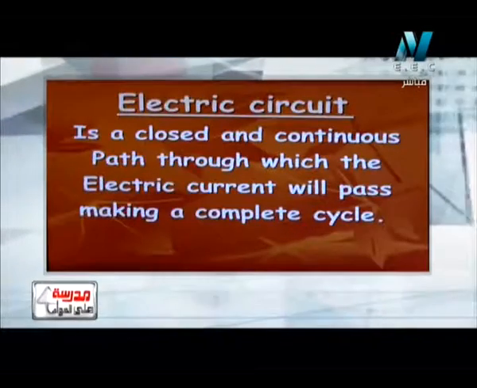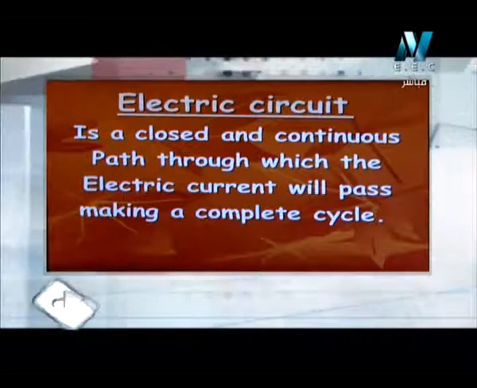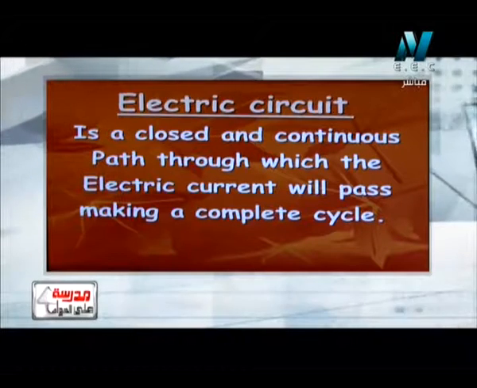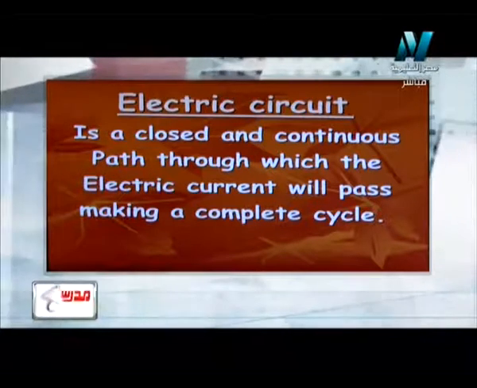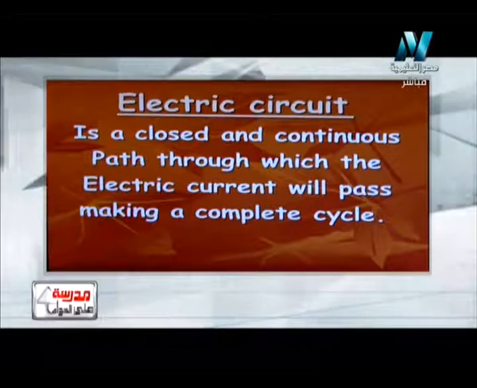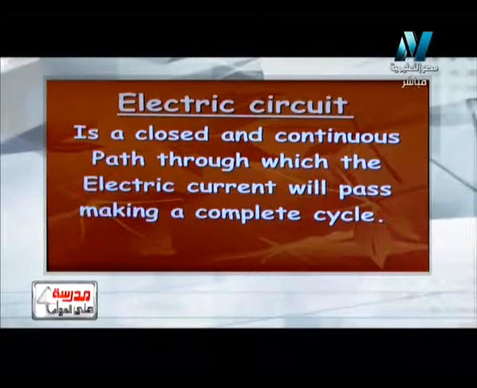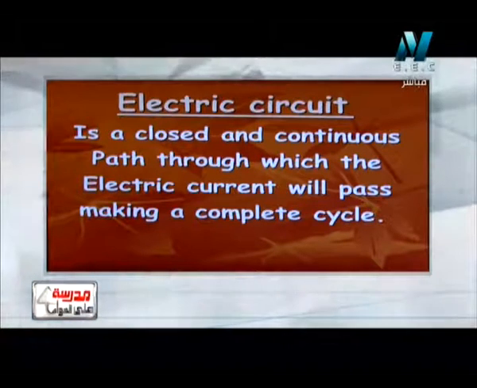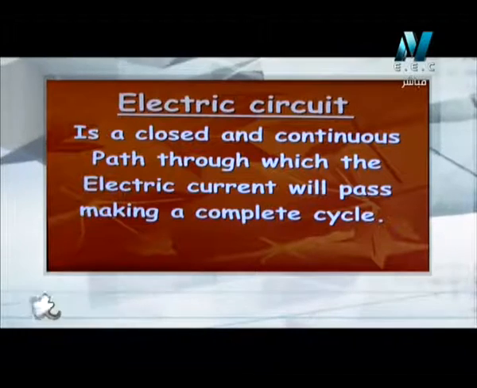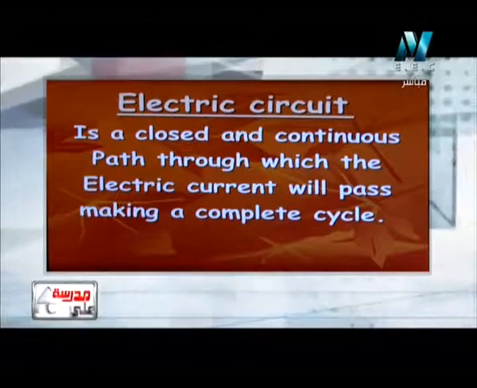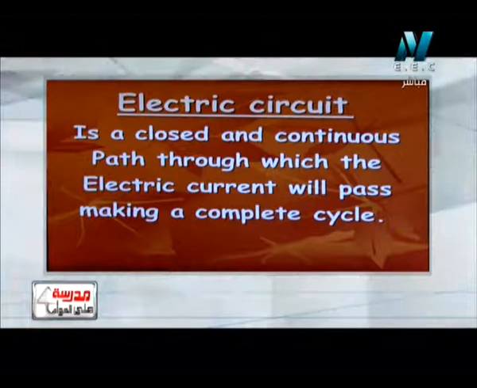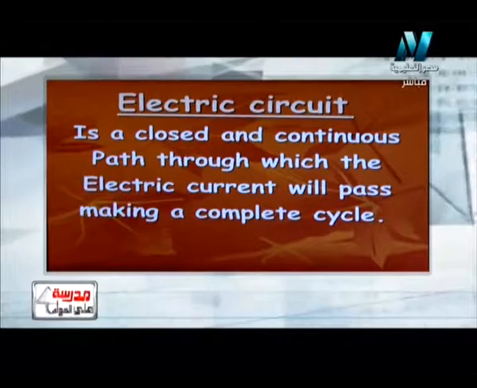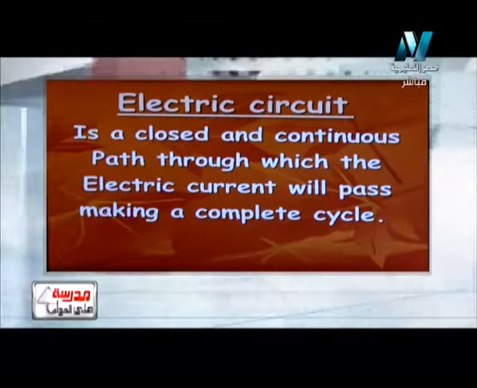So now let's have a very important definition for the electric circuit. I think an electric circuit is a closed and continuous path through which the electric current will pass, making a complete cycle. Again, an electric circuit is a closed and continuous path, a closed path of electric charges, through which the electric current, of course it must be a continuous path, meaning all parts are connected to each other, will pass, making a complete cycle.